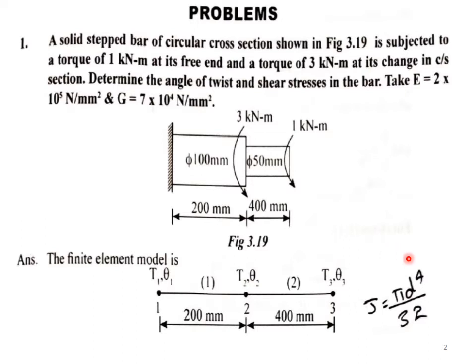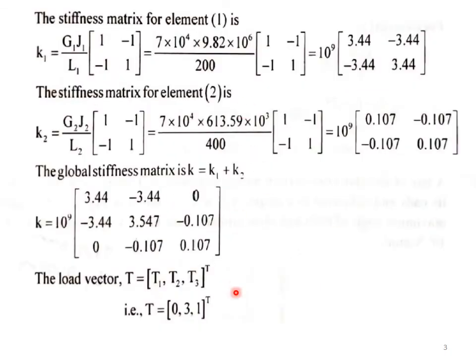The equation for J is pi into d to the power of 4 by 32. This is used for calculating the stiffness matrix. In our previous derivation we derived the equation for the stiffness matrix of a bar subject to torsion, that is GJ by L times [1 minus 1; minus 1 1]. Since there are two elements, we are taking two stiffness matrices. The first one is K1 equal to G1 J1 by L1 times [1 minus 1; minus 1 1].